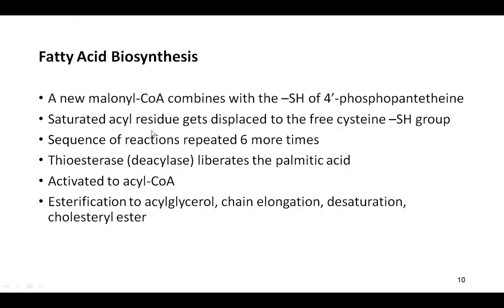So this is already discussed, no need to repeat. I already told you this will be repeated 6 more times, so a total of 7 times, starting from reaction number 2 of the fatty acid synthase complex till reaction number 5. It will be repeated a total of 7 times. Thioesterase, basically at the end when the full chain has formed, will detach it from the fatty acid synthase complex.